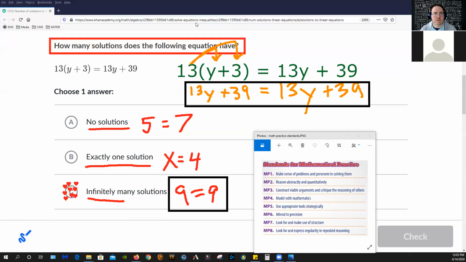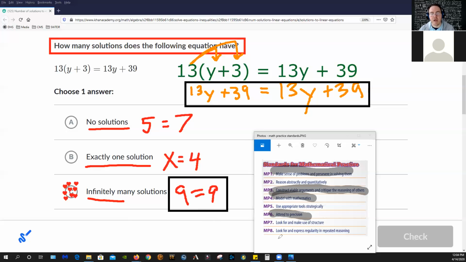Before we go on to the next one, let's see. So we made sense of the problem. We didn't really do much abstract reasoning. We constructed a viable argument, that's for sure. Wow, those are horrible straight lines. Okay, let me try that again. We made sense of the problem. We constructed a viable argument. We modeled a little bit, not all that much though. We attended to precision, being very exact with our thinking.